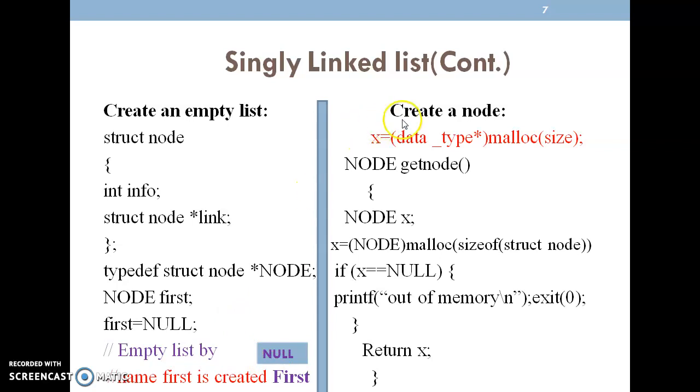When the empty list is created, then I'm going to add my new node into it. So how to create a node? For that I'm using dynamic memory allocation. For the node I'm going to create, the first node, x equals malloc of the size of the data type. Whenever I'm going to add one new node, that time we always need to call the getnode function. So in upcoming classes, wherever we use the node, the getnode function must be called.